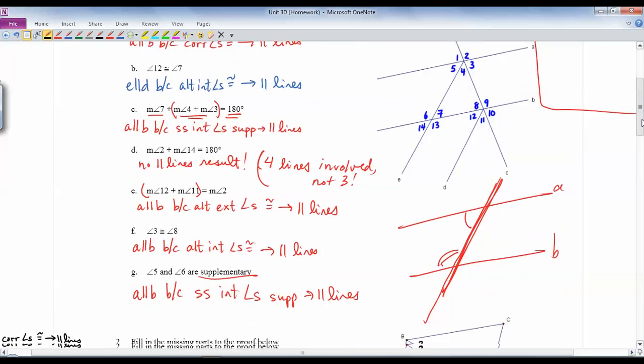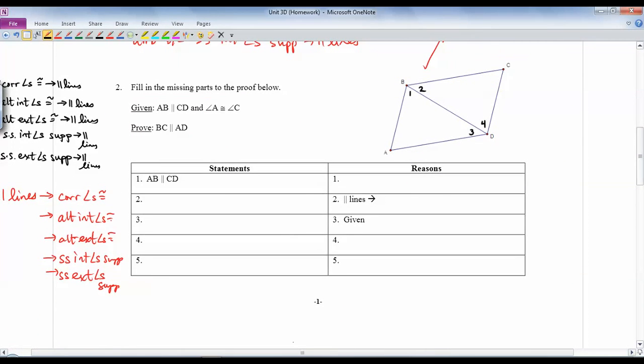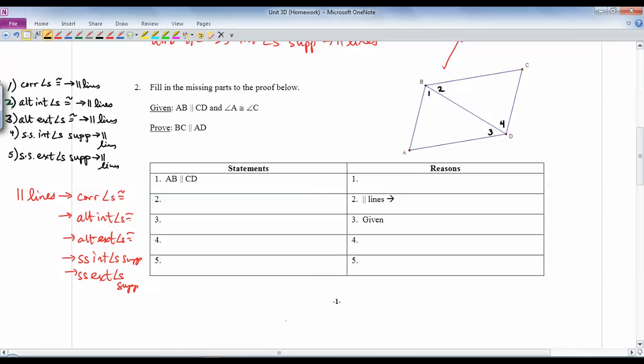All right, so let's look at number 2. Number 2 is a proof, and what I've done is we have to prove that we get parallel lines somehow. So that's going to be the last sentence here: BC is parallel to AD. And so a reason would have to say, so you get parallel lines. It's going to be one of these 5 reasons that we've talked about before.